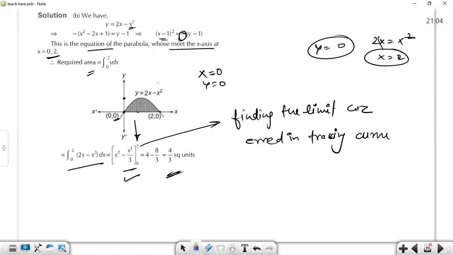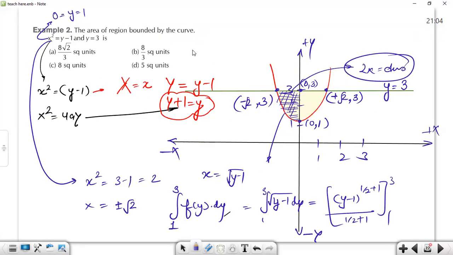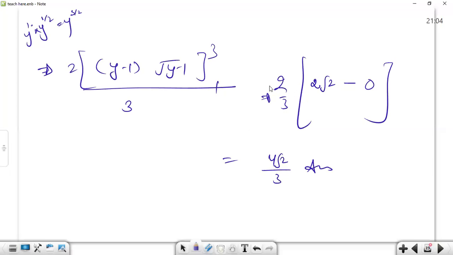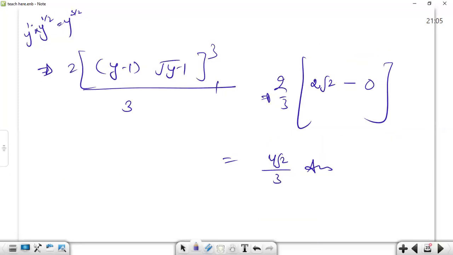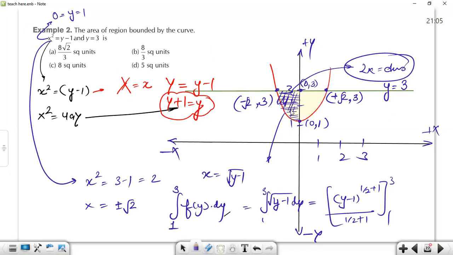Let's match it with the option 4 root 2 by 3. Have we made any mistake? 3 minus 1 becomes 2, 2 root 2, 2 into 2 is 4. Let's check for any mistake. Yes, 4 root 2 by 3 is just the area of this half. We have to double it. So 4 root 2 by 3 into 2 will become 8 root 2 by 3. Option number A is the correct answer.